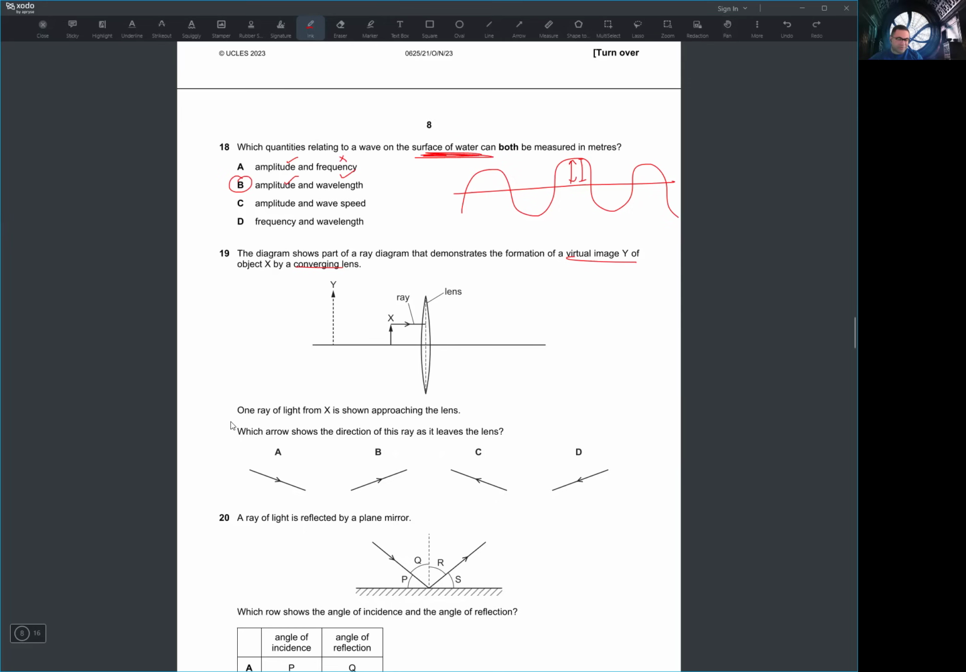Surface of water. Before you say, Mister, is it light or sound? He said water. Okay.